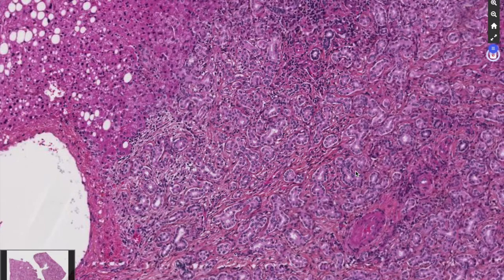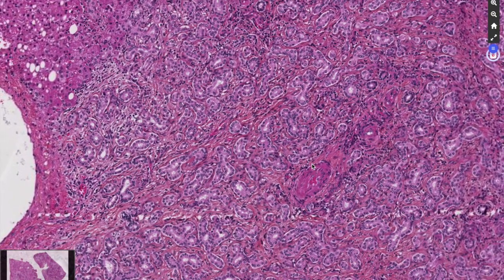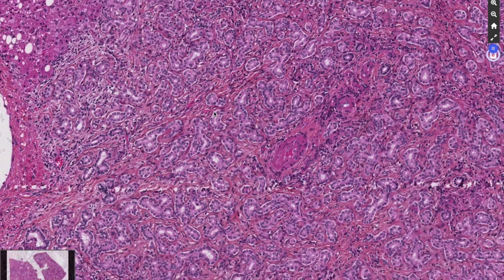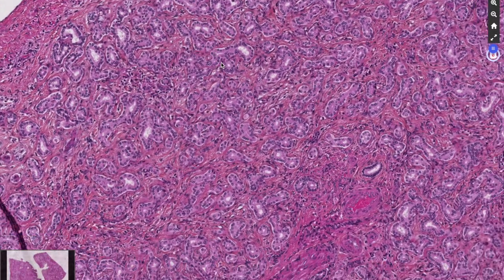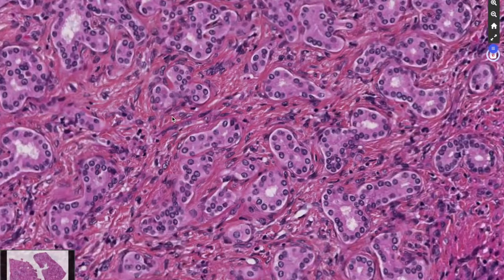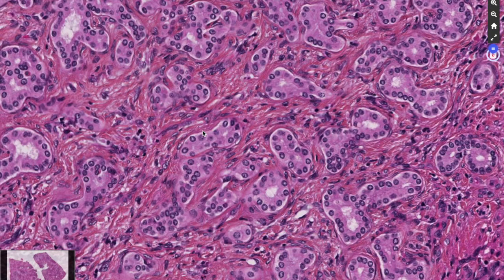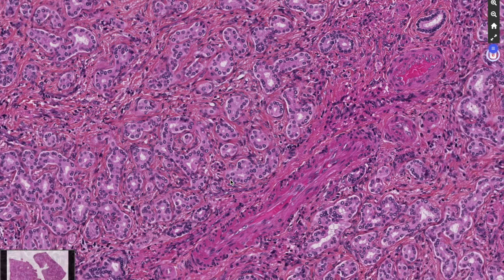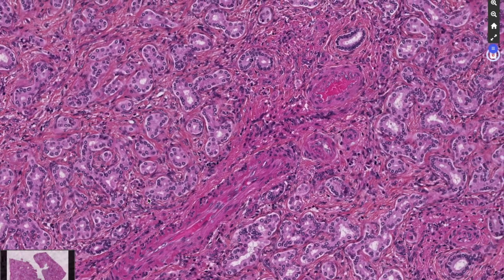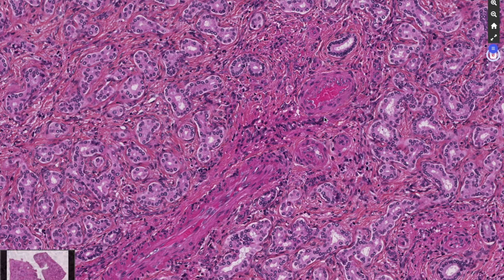And when we take a closer look at the nodule, we can see that it is composed of small ducts, tortuous small ducts. There is no significant atypia, no increase in the nuclear to cytoplasmic ratio, no hyperchromasia. And what is also important in this case, maybe you have here an artery, and there is this duct that maybe does not clearly look like the other, and maybe it's the remnant of a portal tract.